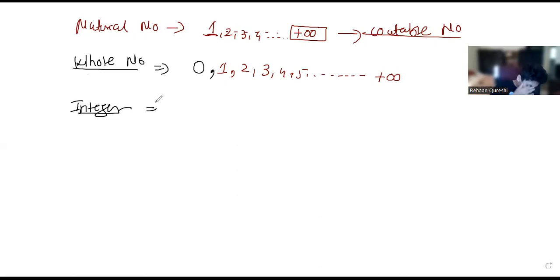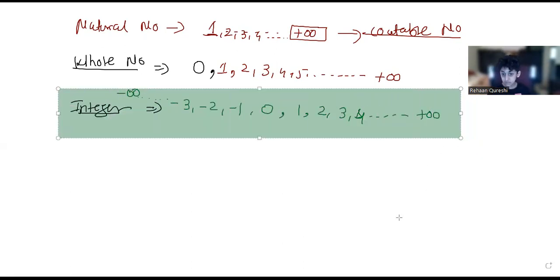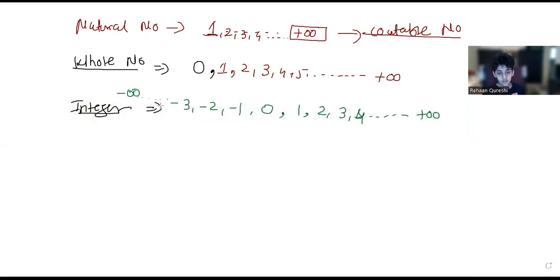So the next number is integer. In integers there are negative numbers. If we add negative numbers to whole numbers, then we will get integers. For example, -3, -2, -1 and so on up to negative infinity, and then we are adding 0 also, and then positive numbers also, up to positive infinity. So all these numbers are included in integers. Got it? तो कौन कौन से नंबर आते हैं इंटीजर्स में? Integers में minus भी आएंगे, प्लस भी आएंगे, 0 भी आएगा.